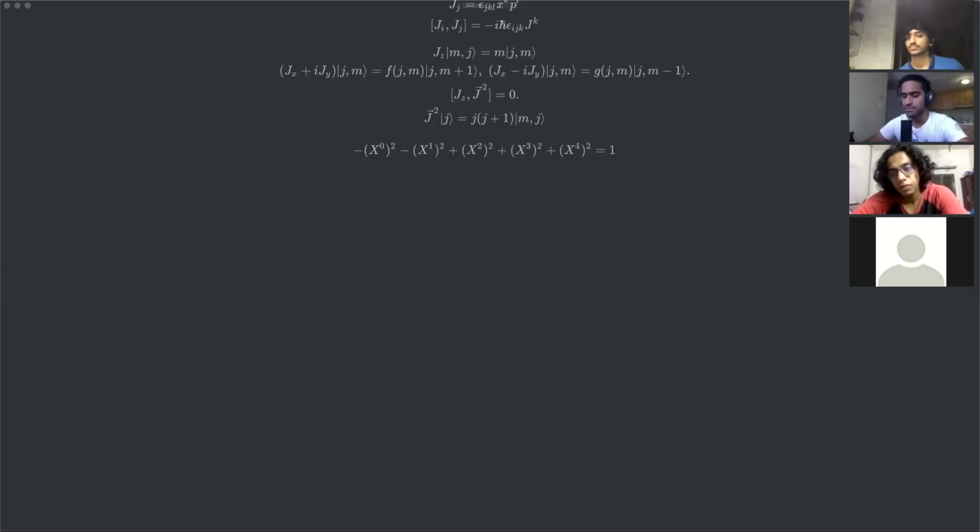There's something magical about 16 supercharges. If you track where the 16 comes from, it comes from the supersymmetry algebra of 10D, 9 plus 1. So why 16? 16 is half of 32. Why 32? 32 is 2 to the power 10 over 2, which is 2 to the power 5, the dimension of the Clifford algebra in 10D. So you need the Dirac spinors of 10D.